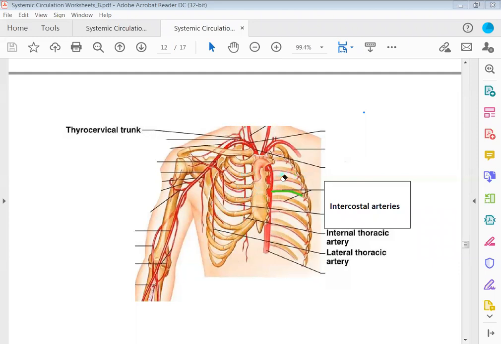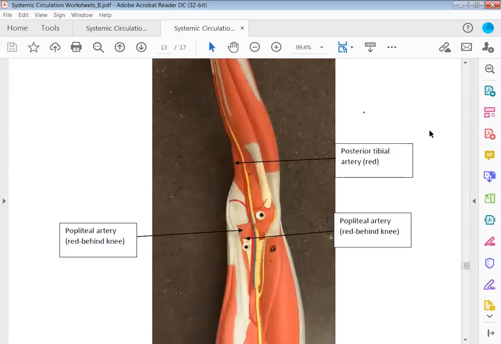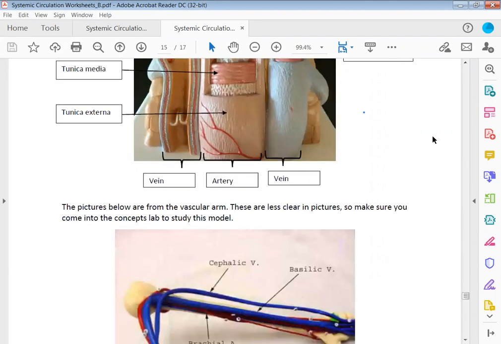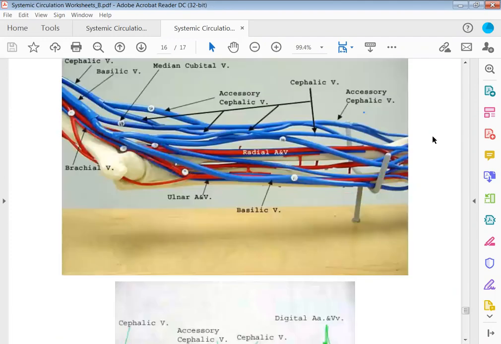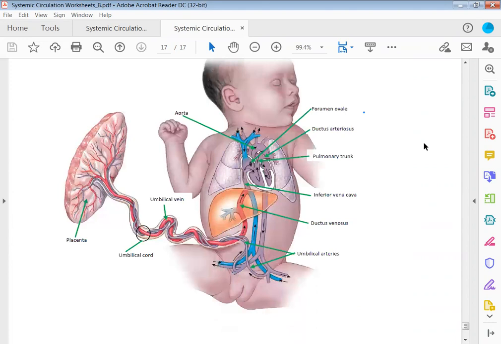Now let's erase all that and go to the next picture we need to know. Okay, we did this one on a video and this one, same with those. So I'm going to skip all of these that we did on previous videos. And now let's talk about fetal circulation.